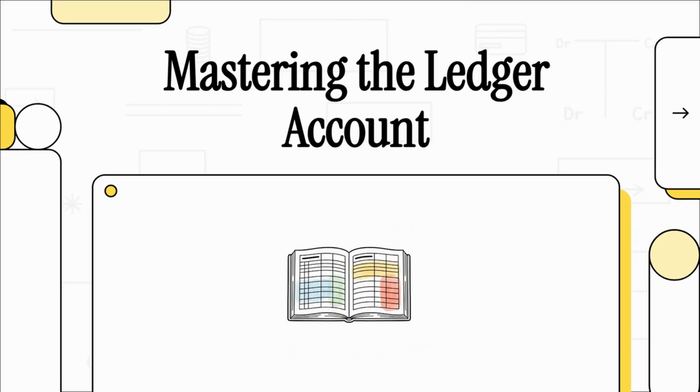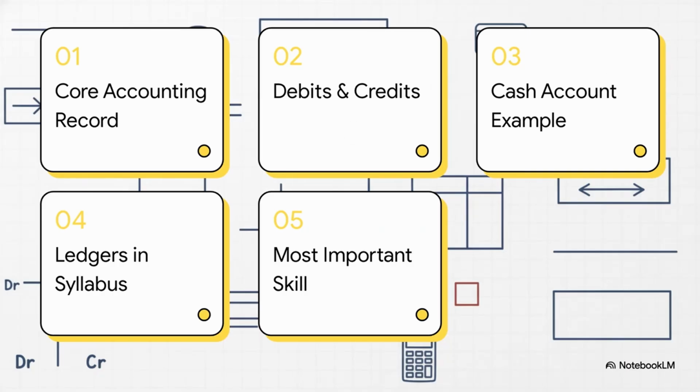Welcome. In this explainer, we're going to master what is truly the most fundamental tool in all of AS level accounting, the ledger account. So here's our game plan. We'll begin by defining what a ledger account is, then get into the mechanics of debits, credits, and how to balance an account. After that, we'll walk through a practical cash account example to see it in action. We'll then explore how this single tool is used across the entire syllabus, and we'll wrap up by explaining why this is the most critical skill you need to develop.